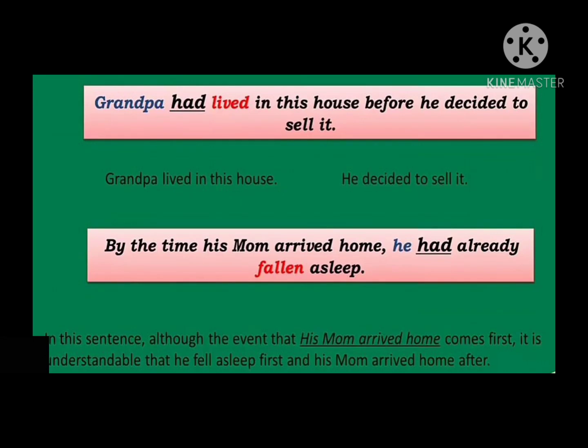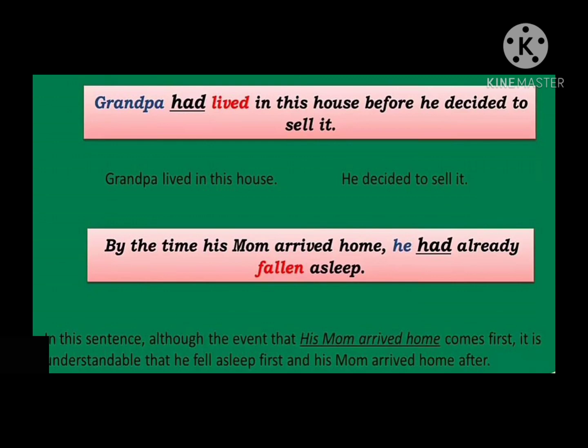Another example: Grandpa had lived in this house before he decided to sell it. Two actions are, Grandpa lived in this house, and one more, he decided to sell it. Between these two actions, that he lived in this house is the earlier past, so it is written in past participle.